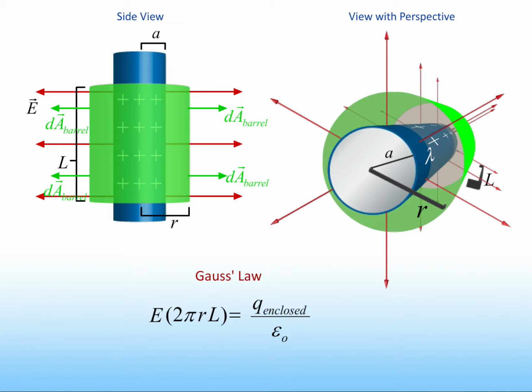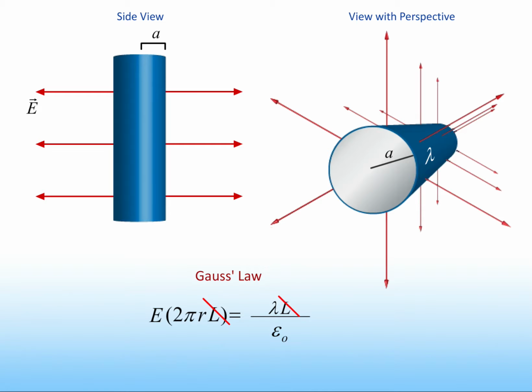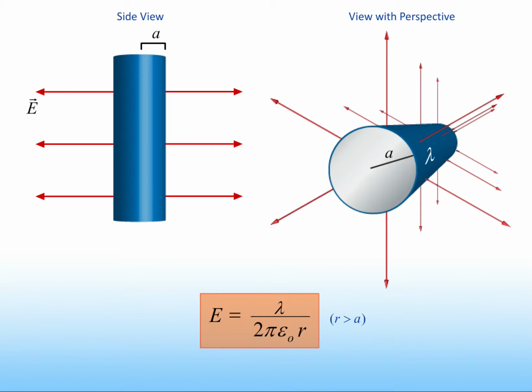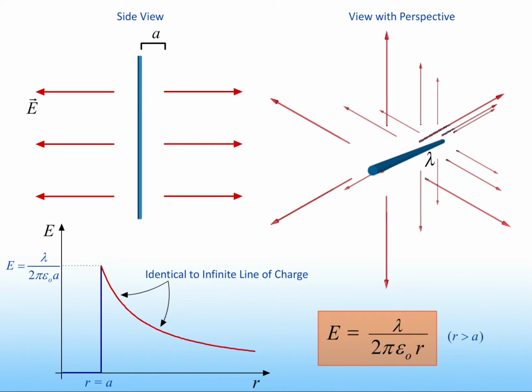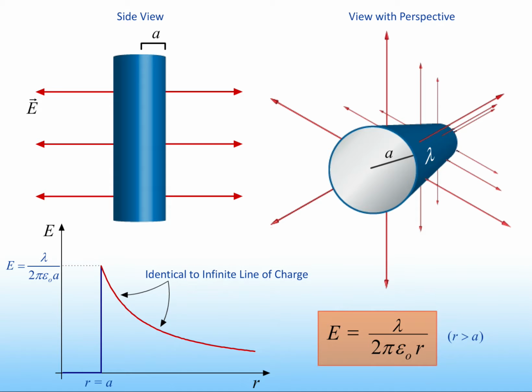In this case, the charge enclosed is just the linear charge density lambda times the length L of the Gaussian cylinder. Therefore, the electric field outside the charged cylindrical conductor is just equal to lambda over 2 pi epsilon naught r. We see then that the field outside a charged infinite cylindrical conductor is identical to that produced by an infinite line of charge with the same linear charge density. This result is not a coincidence.